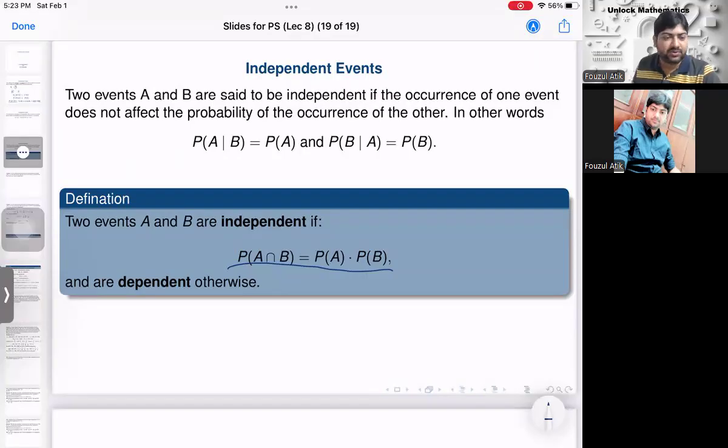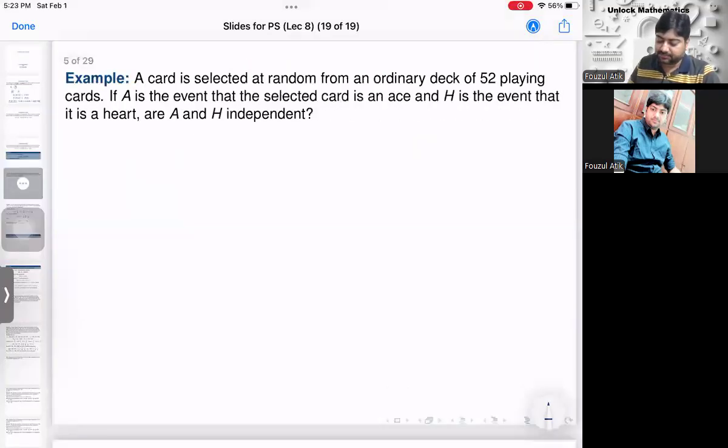Let us solve a few examples so we understand these things. Look at this problem. A card is selected at random from an ordinary deck of 52 playing cards. If A is the event that the selected card is an ace and H is the event that it is a heart, are the events A and H independent? Let us see, because we know the definition of independent events. Let us find out.